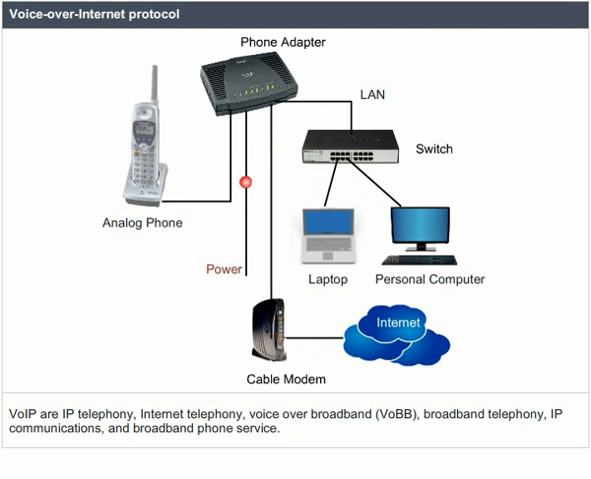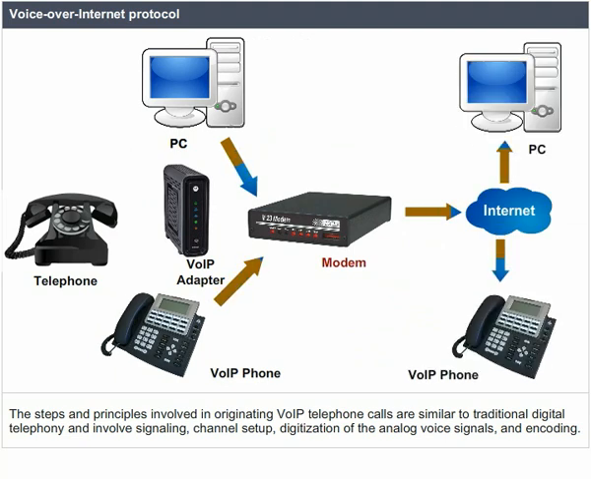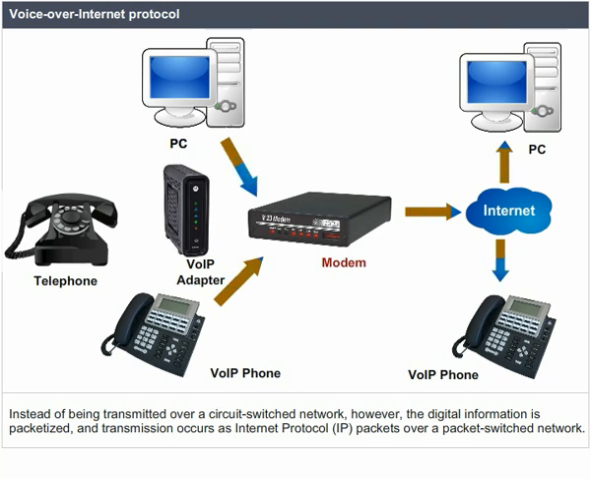The steps and principles involved in originating VoIP telephone calls are similar to traditional digital telephony and involve signaling, channel setup, digitization of the analog voice signals, and encoding. Instead of being transmitted over a circuit-switched network, however, the digital information is packetized and transmission occurs as Internet Protocol packets over a packet-switched network.